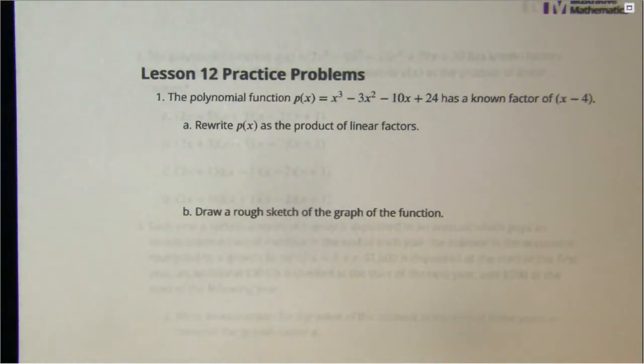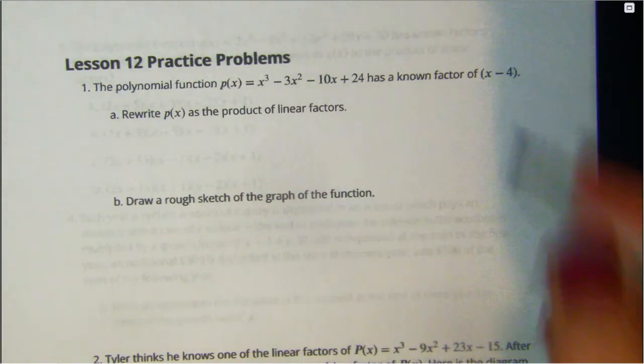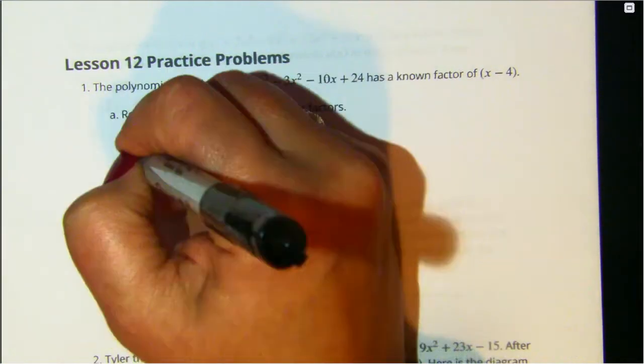Number 1, the polynomial function p of x equals x to the third minus 3x squared minus 10x plus 24 has a known factor of x minus 4. Rewrite p of x as the product of linear factors. So we know x minus 4 is a factor, so we're going to work backwards and we're going to divide.